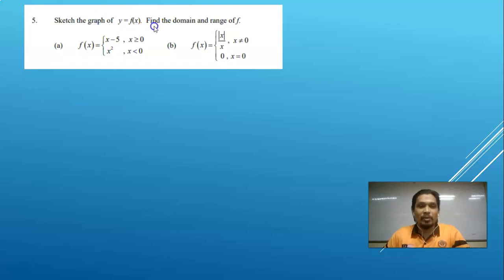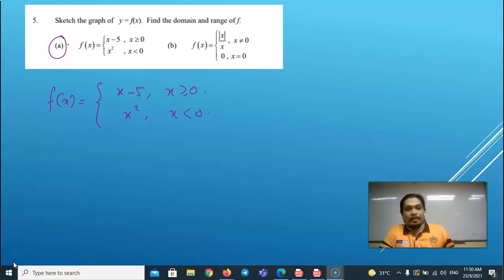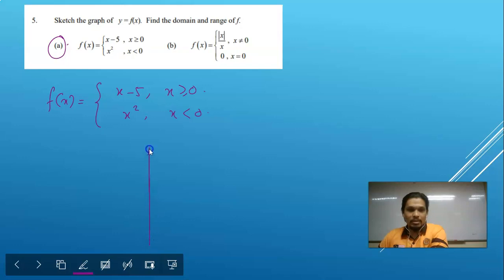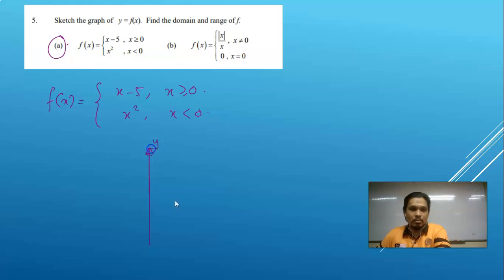Okay. Next question. Sketch the graph of y equal to f(x), find the domain and range of this function. Okay, I choose A. So for this question here, f(x) equal to x minus 5 for x greater than or equal to 0 and x squared for x less than 0. Okay, so now let's make a line of the y-axis and x.